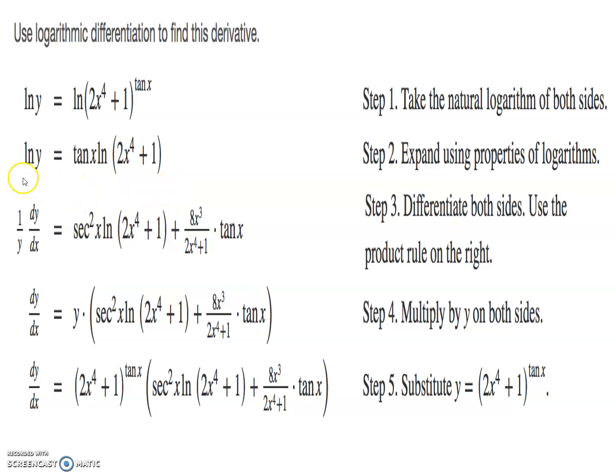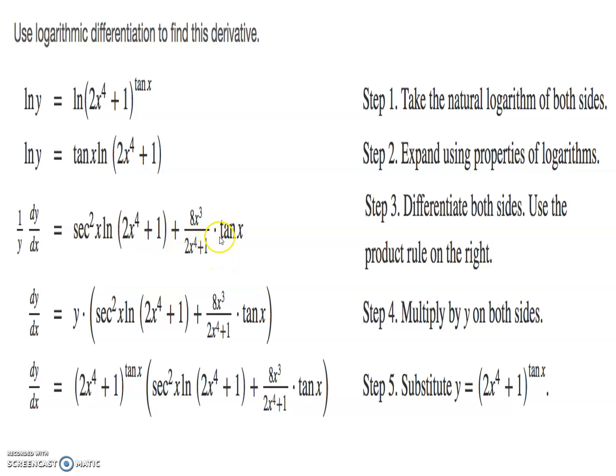Differentiate with respect to x on both sides. Ln y gives 1 upon y dy by dx. We have to take the u into v rule, that's why, differentiating both sides, use the product rule. What is the derivative of tan x? sec square x, and ln (2x raised to 4 plus 1) remains the same. What is the derivative of ln (2x raised to 4 plus 1)? Yes, it is 1 upon 2x raised to 4 plus 1 into the derivative of 2x raised to 4 plus 1. What is the derivative of 2x raised to 4? Yes, 4 2s are 8, x raised to 3. So the final answer is 8x cube upon 2x raised to 4 plus 1.